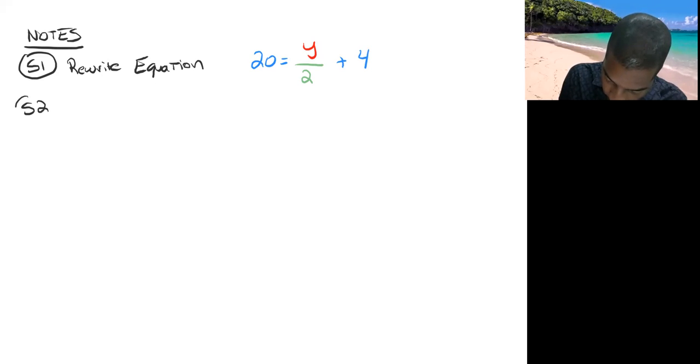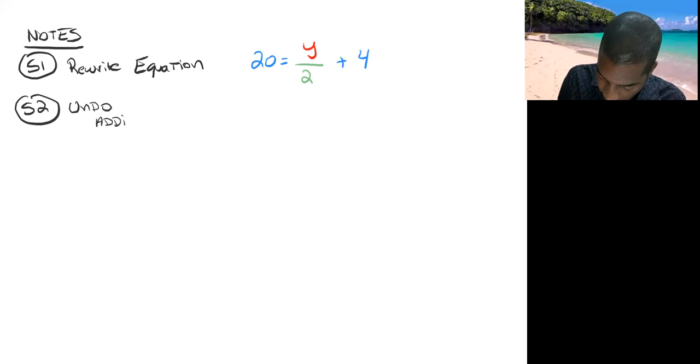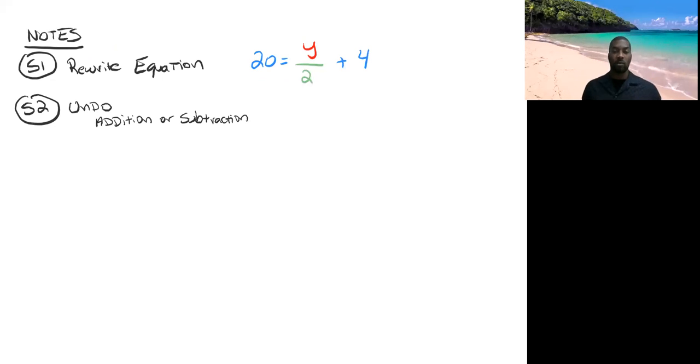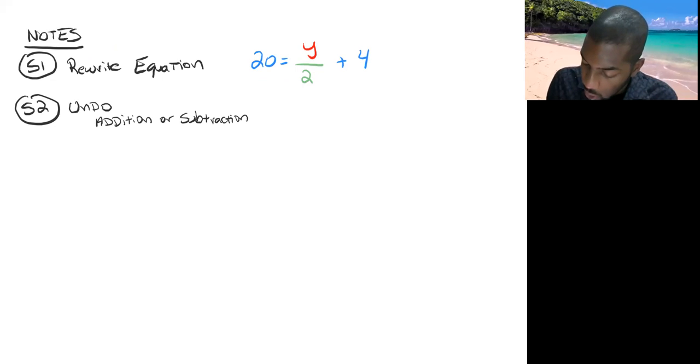Step 2, undo addition or subtraction. So now I have to look. Do I have addition or subtraction anywhere in my original equation? Ah, yes, I do. It's the plus 4. It's addition, right? So how do you undo addition? You subtract. I subtract a 4 from this side. What I do to one side, I must do to the other.